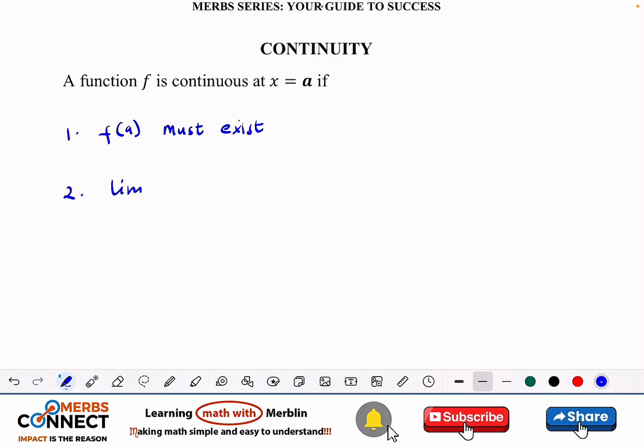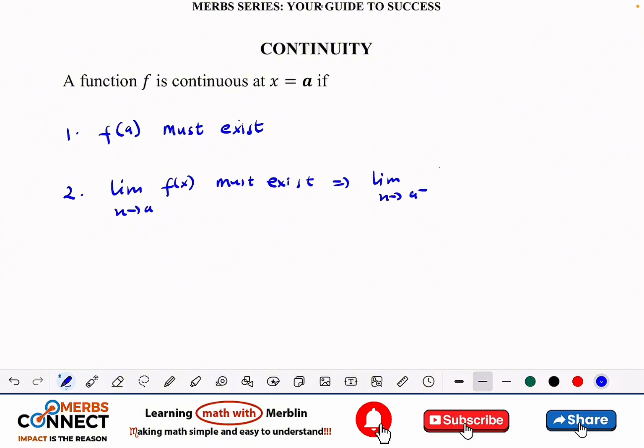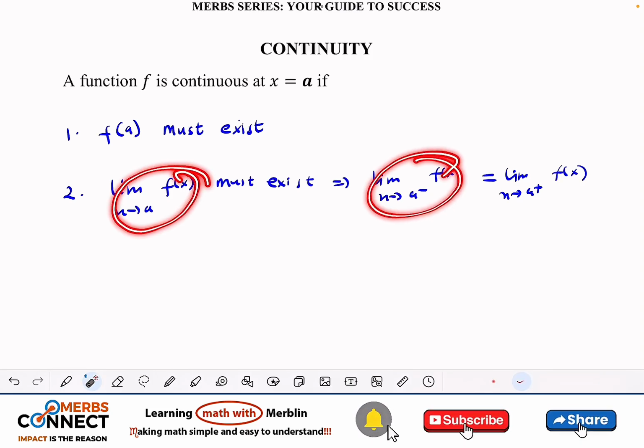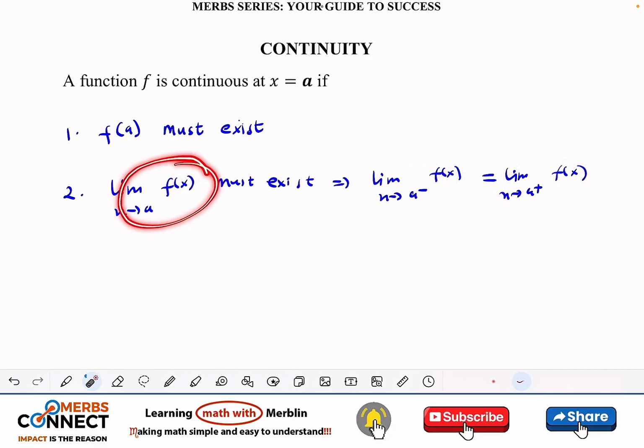Two, then the limit as x is approaching a of f of x must also exist because it's continuous. This implies that the limit as x is approaching a from the left of f of x is the same as the limit as x is approaching a from the positive side of f of x. So these are kind of like two-sided, and this is one-sided, forming this one.